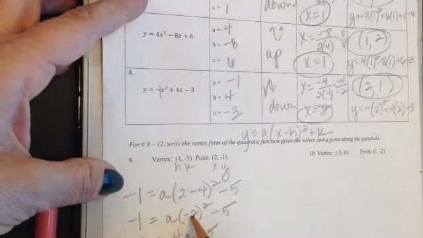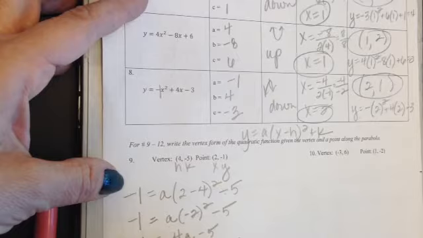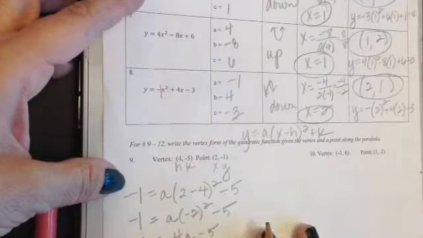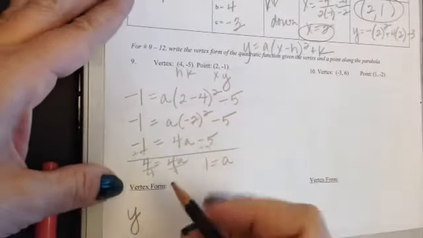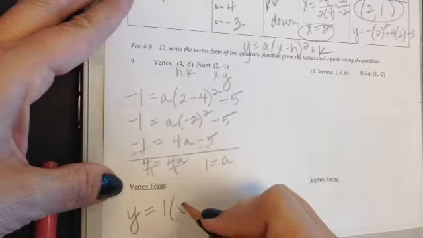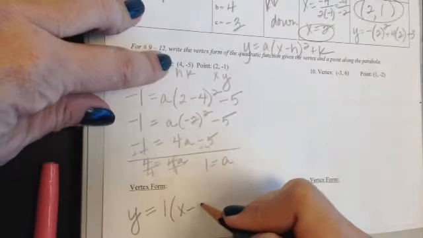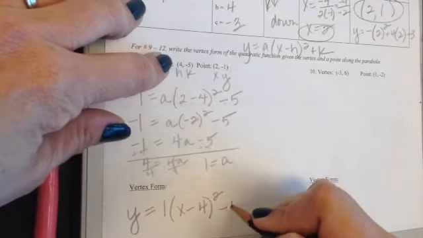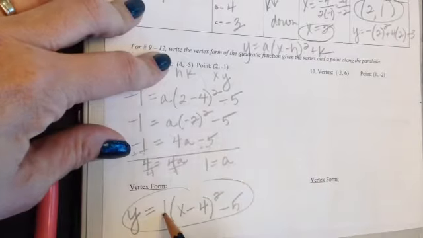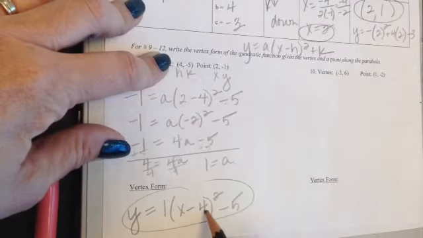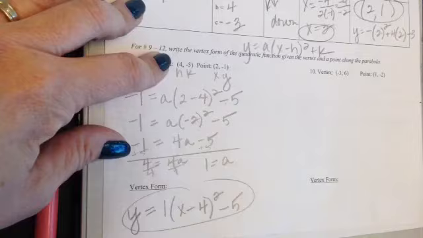-2 times -2 is 4. That's where this came from. I just rearranged. I'm going to add 5 to both sides. 4 is equal to 4 times a. When I divide both sides by 4, I find out that a is 1. Vertex form for this equation will be y equals 1 times (x minus my h value, which was 4) squared minus 5. Y equals a times the quantity x minus h to the second power plus k.